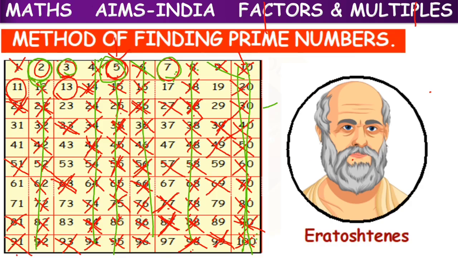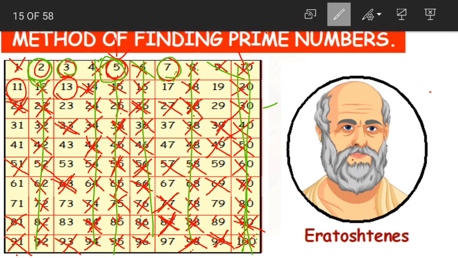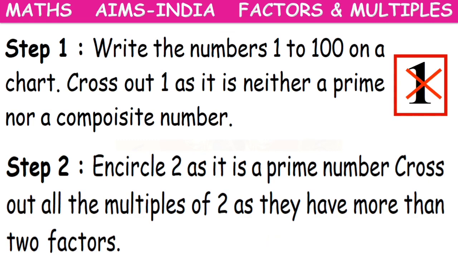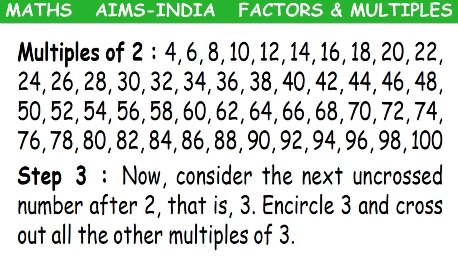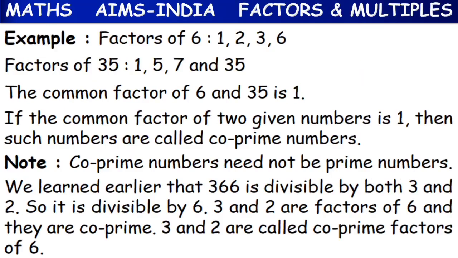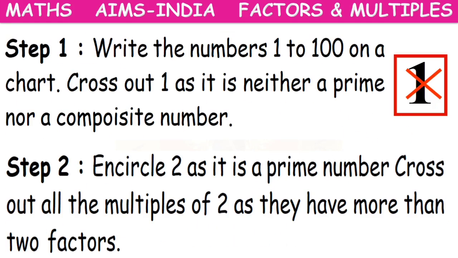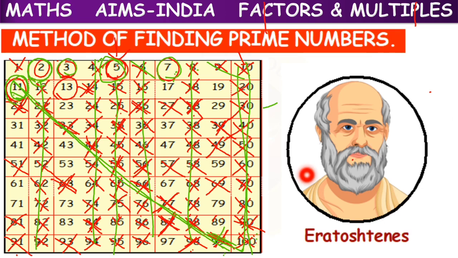Yes. The 11 also. Next we'll do 11. 11 nines are 99, will be left over, I think. Yes, so not 99. Okay, just in case, check. All the multiples of 11 are also to be crossed out, and the remaining numbers will be our prime numbers. This was the method of finding prime numbers given by whom? Given by a Greek mathematician, Eratosthenes.